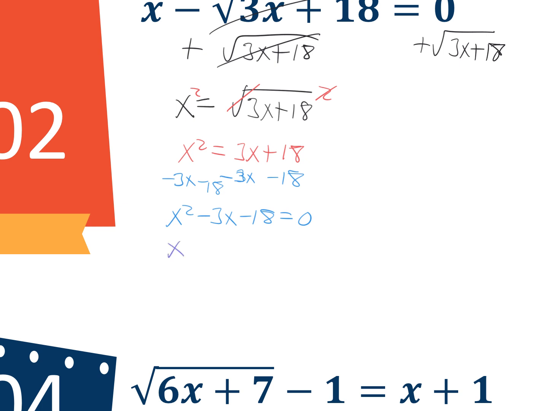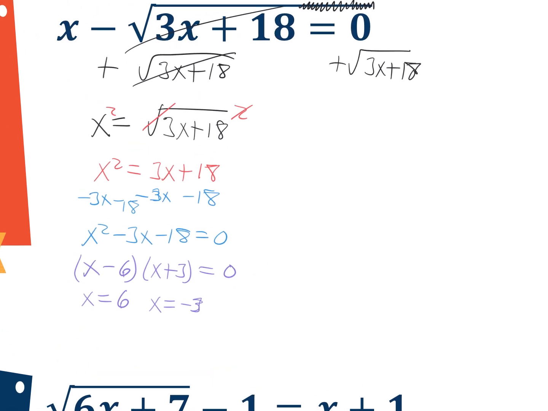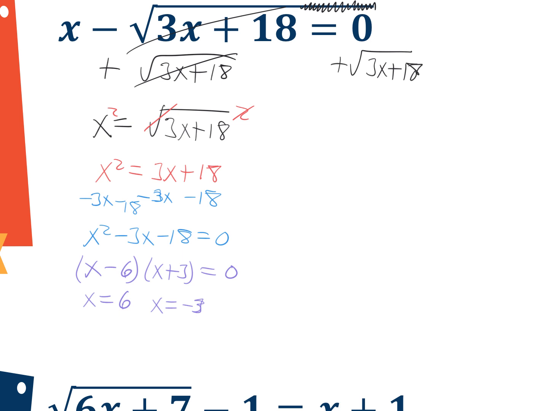This one can be factored. We can get an x minus 6 times an x plus 3. All right, what multiplies to negative 18 and adds to negative 3 is going to be negative 6 and 3. All right, so we get x equals 6 as one of our answers, and x equals negative 3. Right, we're just setting both factors equal to 0. And now we're not done. Right, we need to check.